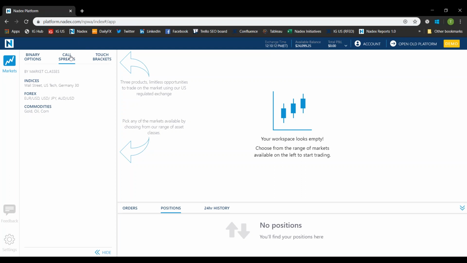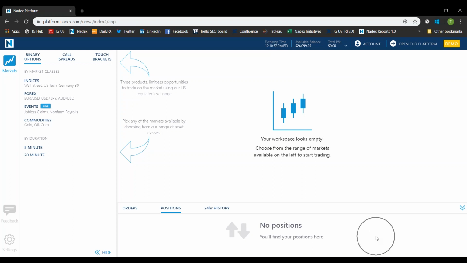It's important to note there's a slight difference between call spreads and touch brackets, but we'll get into that. But my main focus is going to be around binary options. Before we get into that, I wanted you to notice that there's the product section over here on the left. And by the way, I can hide all of these sections, and I will as I go, to make more screen real estate to make it easy for you to see what I'm showing you.